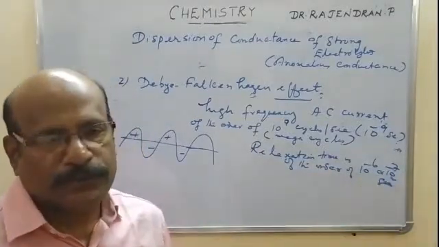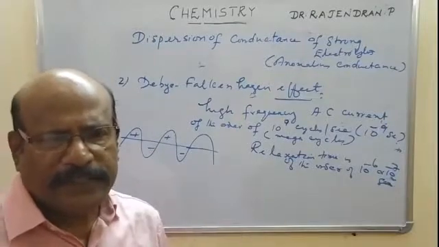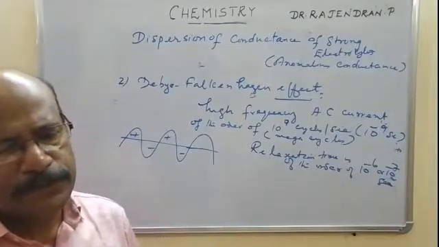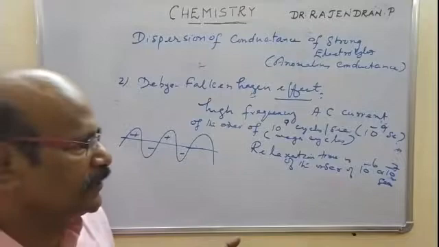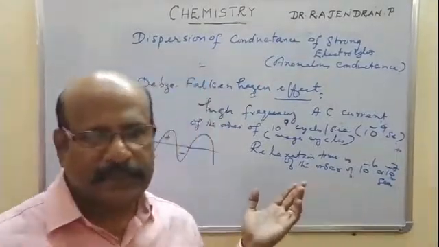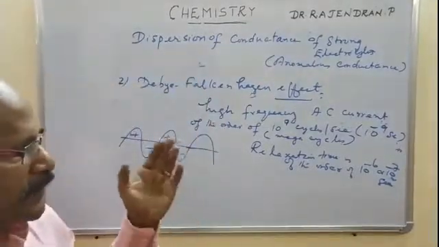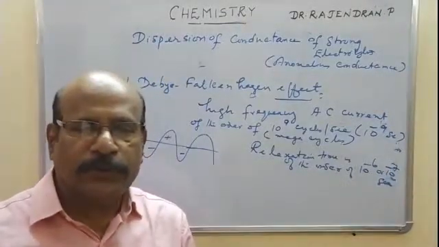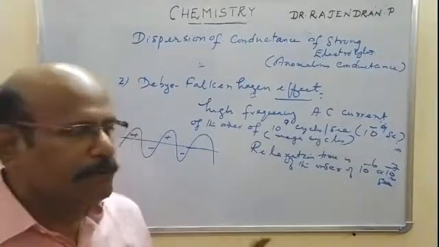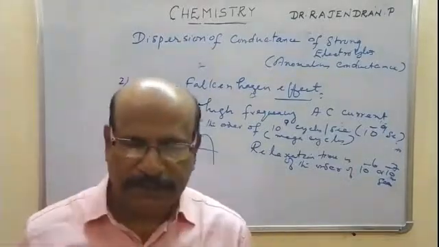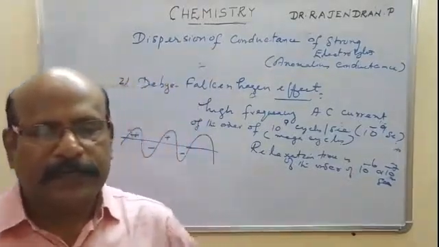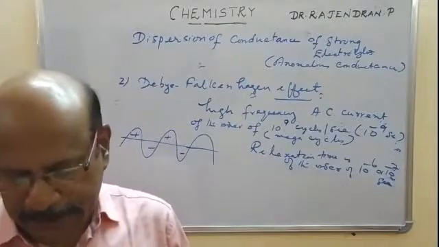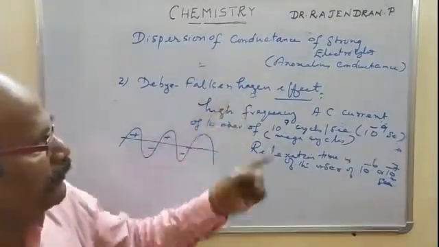So the ion will not get sufficient time to produce its own ionic atmosphere in the direction of the motion before the change in the sign of the electric current. Hence, the ion feels that practically there is no ionic atmosphere and practically no electrophoretic effect going to drag the ion, and hence it exhibits a high conductance. And that is called Debye-Falkenhagen effect.